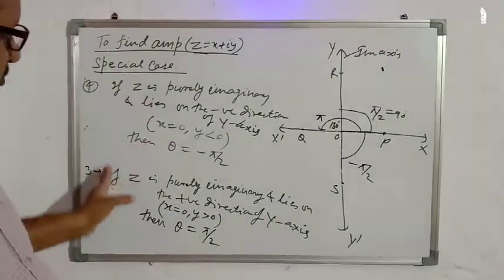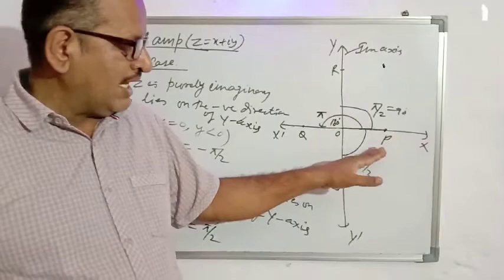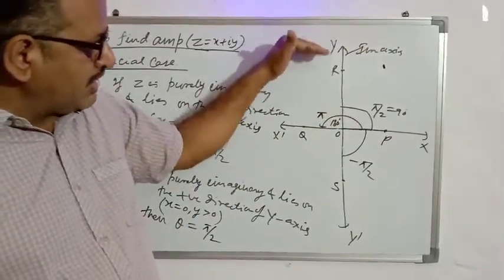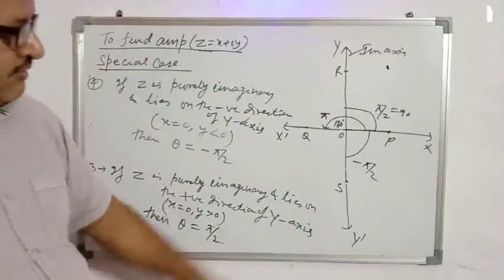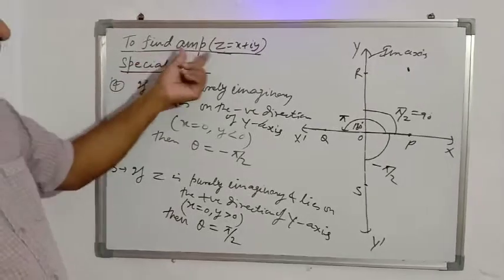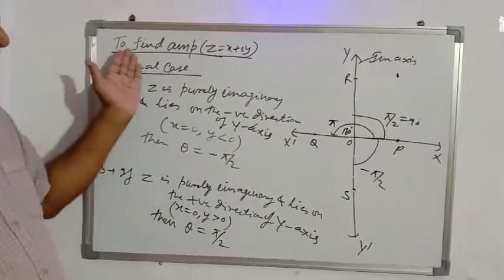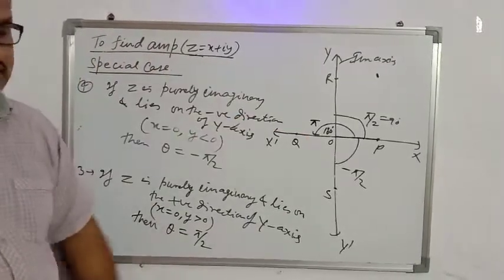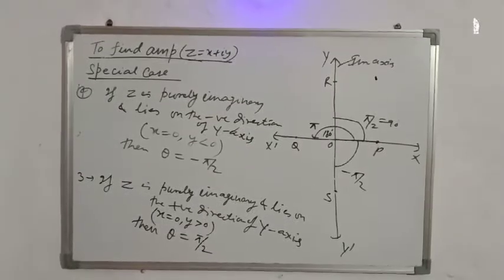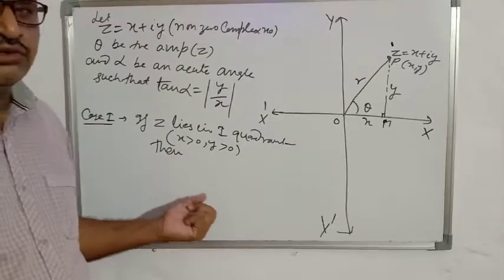So in all these 4 cases, the complex number lies on the coordinate axis, either on the positive or negative direction of the x-axis, or on the positive or negative direction of the y-axis. These are the special cases where we can directly write theta. But in other cases, how will we find the value of the amplitude of z? So let us see another case.